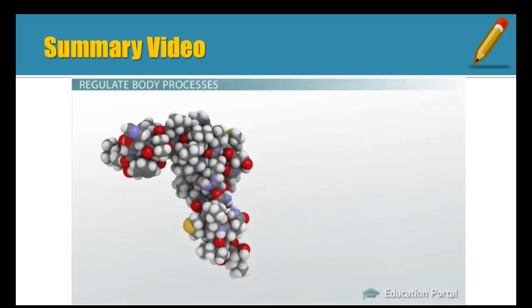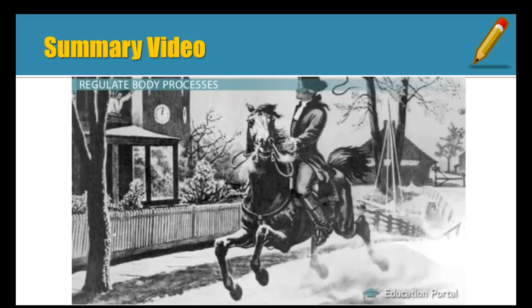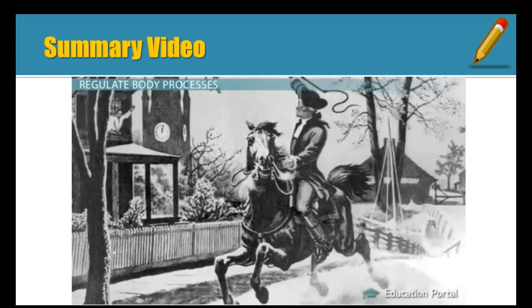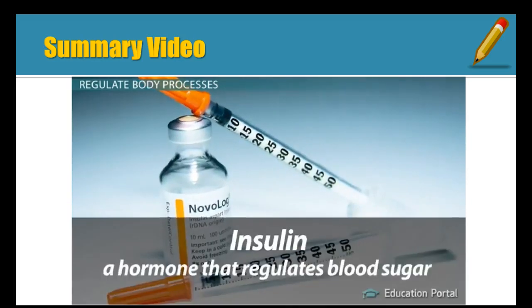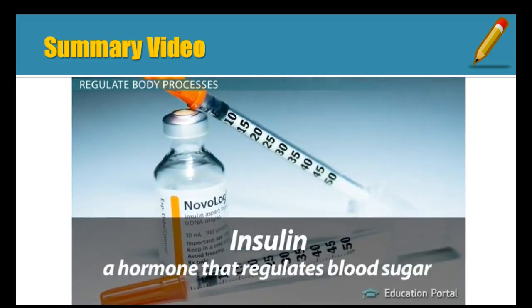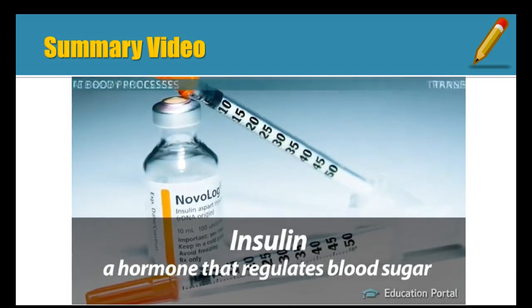Body processes are also influenced by hormones, which are proteins that regulate the activity of cells or organs. Hormones are like chemical messengers that carry an order from one part of your body to another, much like Paul Revere carried the message that the British were coming to the people in his colony. For example, insulin is a hormone that regulates blood sugar by carrying a message to your body cells about how much sugar is present in your blood.